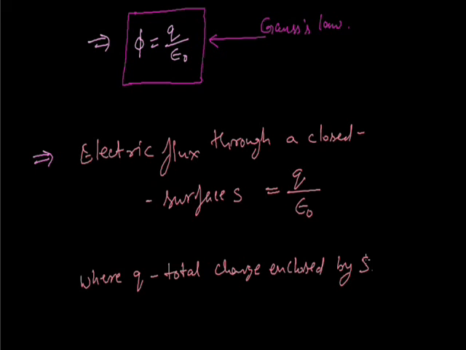The surface which we choose for the application of Gauss law is called the Gaussian surface. I am repeating again, we can choose any Gaussian surface and apply the Gauss law.